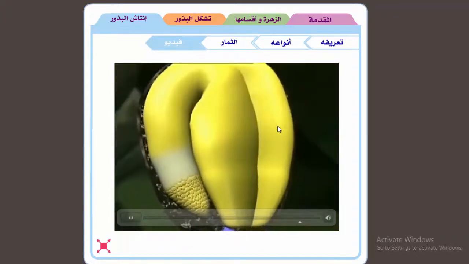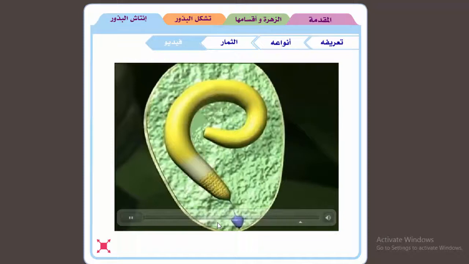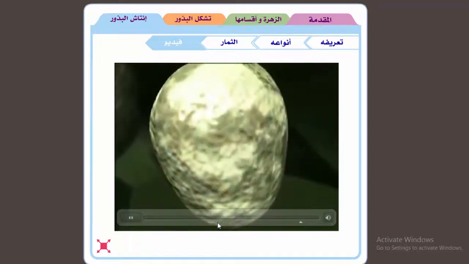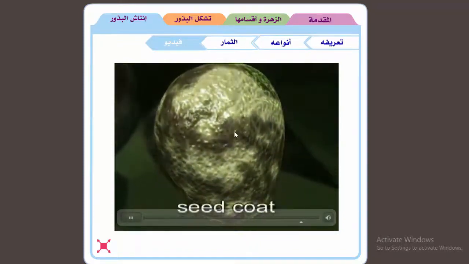As both types of ovules mature, the integuments develop into a tough, protective seed coat. The ovule is now a seed.